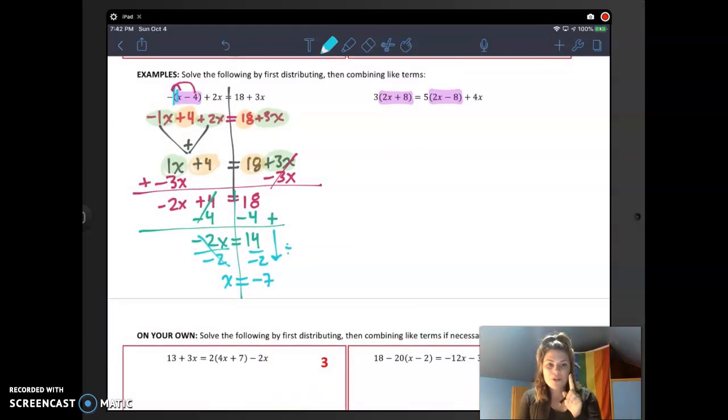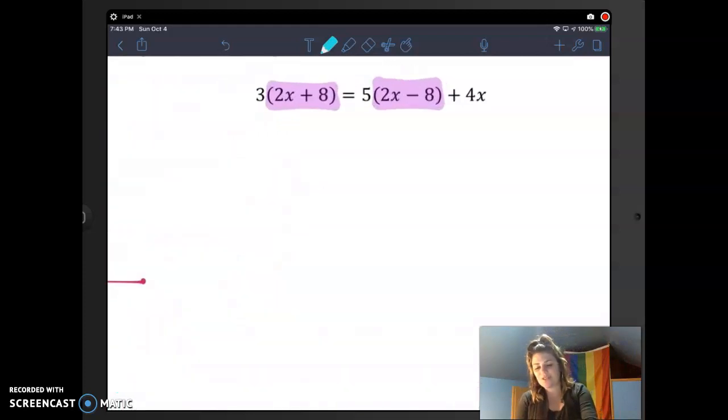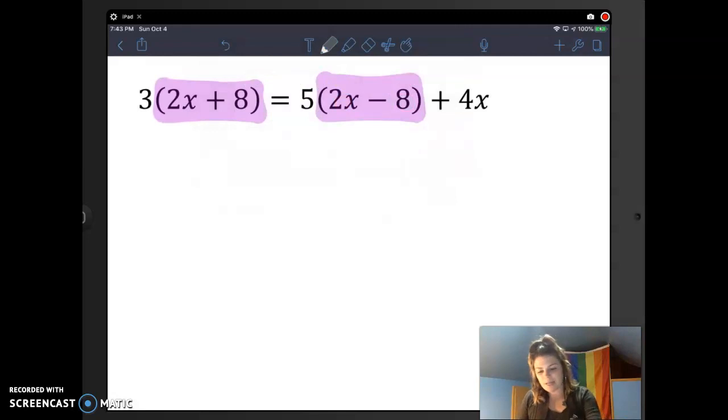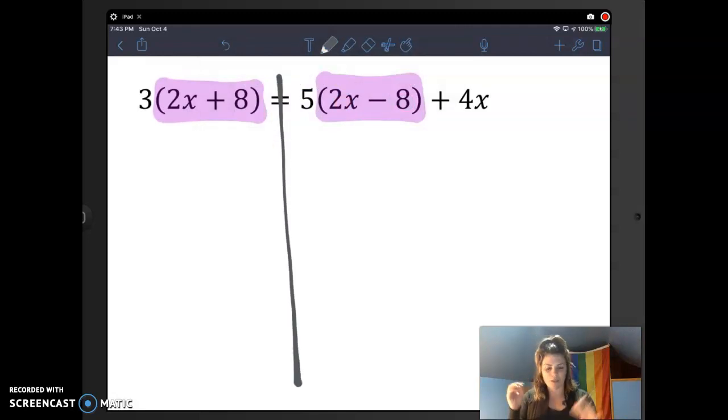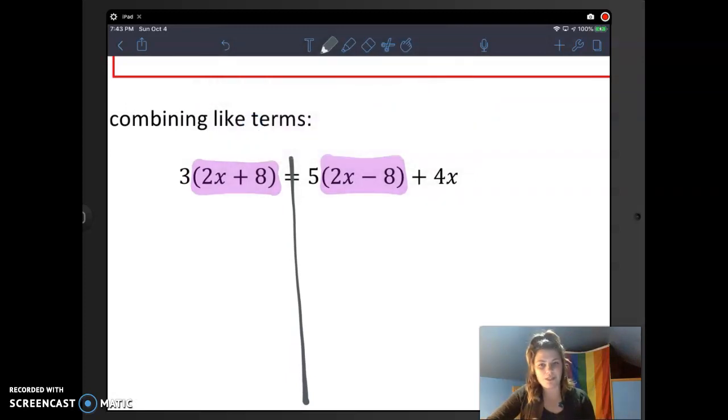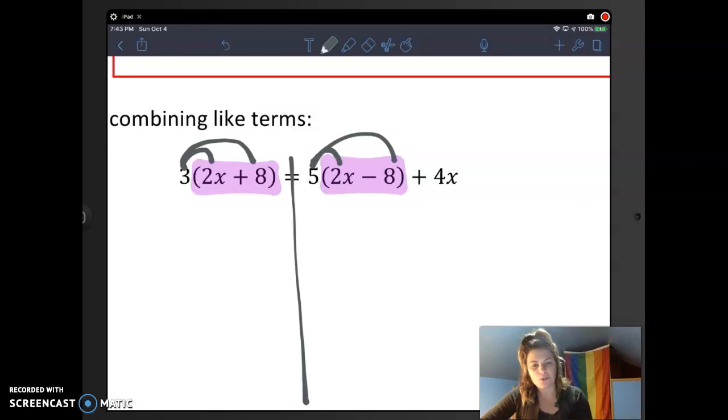Okay, there's one more example from me, and let me tell you, it is a doozy. We're going to go a little faster through this example here. So feel free to pause it, go back, but we're going to bust through this. All right, so the first step, when we see parentheses, we always highlight in purple, and we always distribute, which means multiply, through the parentheses.